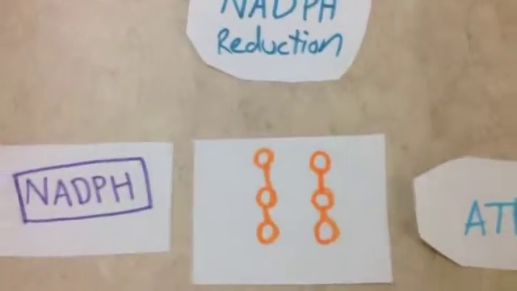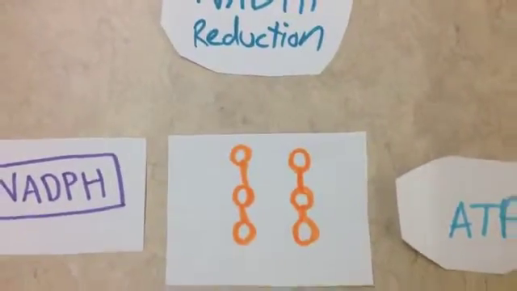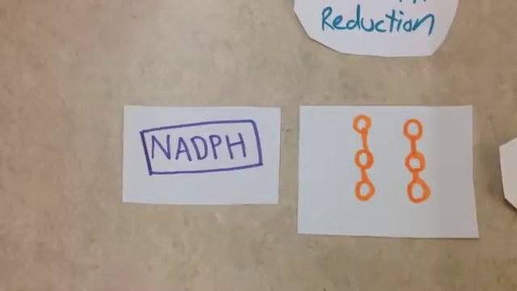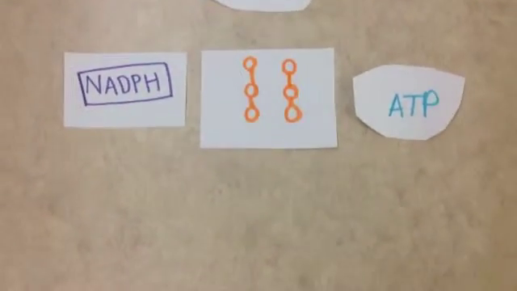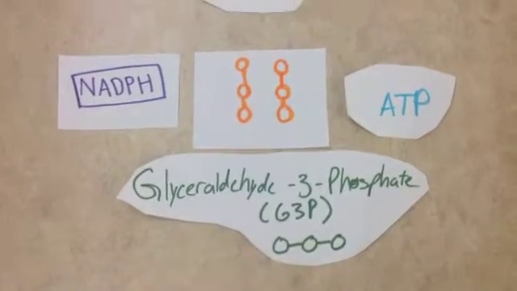So the second step of the Calvin cycle is the NADPH reduction. What happens is that the 2 3-carbon molecules get combined with NADPH and ATP, and they form G3P.